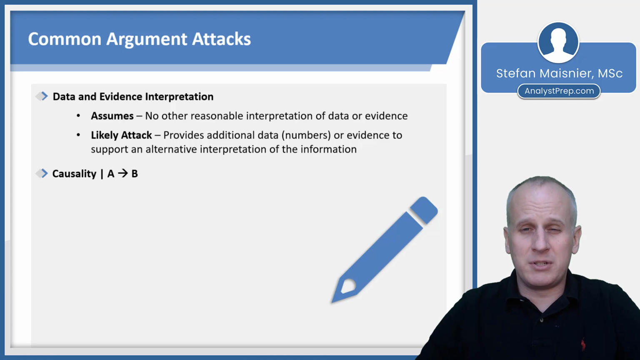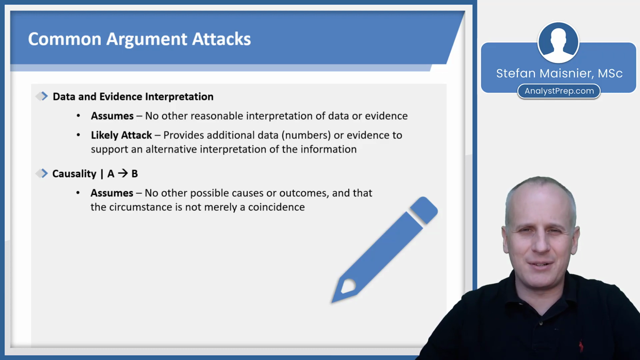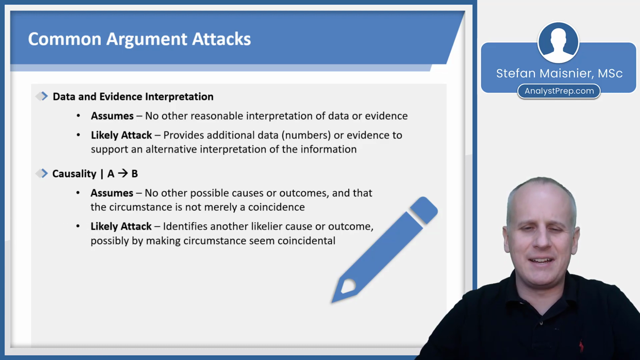Causalities are what all arguments can ultimately be labeled as. So if you can't label your argument as one of the other common forms, you can basically just have it as a causality. And a causality says that because A happened, B happened. Any causality is going to assume that there are no other possible causes or outcomes, and that the circumstance, whatever it is, is not simply coincidence. And a likely attack here is going to instead identify another likelier cause or outcome for the conclusion. Or it may just show that the circumstance was coincidental because some other time it didn't occur.